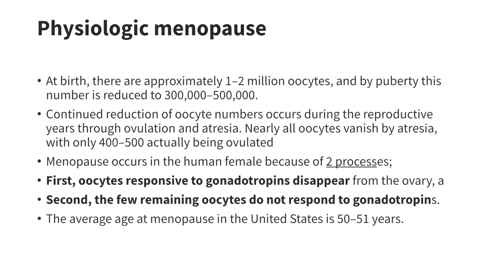So menopause occurs in a human female because of two processes. First, because the oocytes responsive to the gonadotropin hormones disappear. And second, because a few of the remaining oocytes do not respond to the gonadotropins.